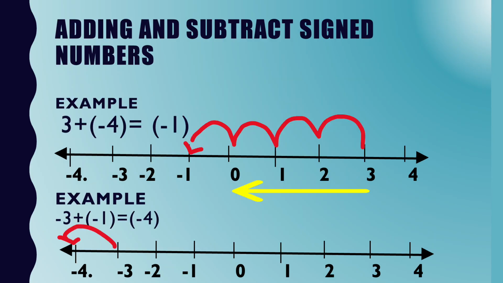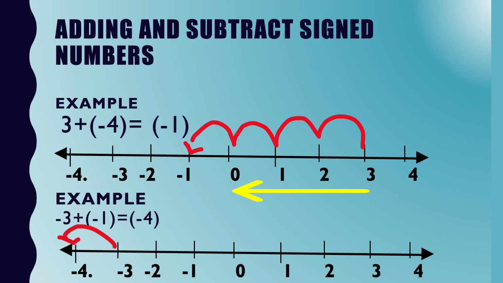Now we are going to learn how to add and subtract signed numbers. As you can see, we can use the number line to add and subtract signed numbers. Let's get the example. The first example says 3 plus -4 equals -1. Now we are going to see how we get this -1.